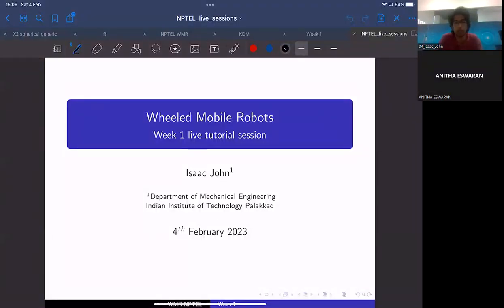So I'll introduce myself. I'm Isaac John. I'm a PhD scholar from IIT Palakkad. My area of research is related to robotics, and I'll be assisting Dr. Shantakumar in conducting this course, Wheeled Mobile Robots. As you know, this is the first session. What are the topics that you have gone through? Have you covered all the topics in week 1?